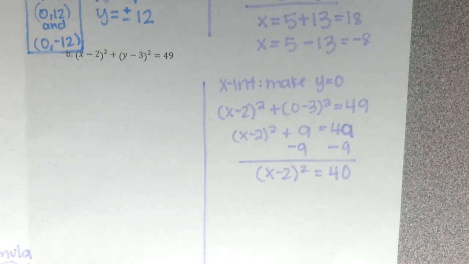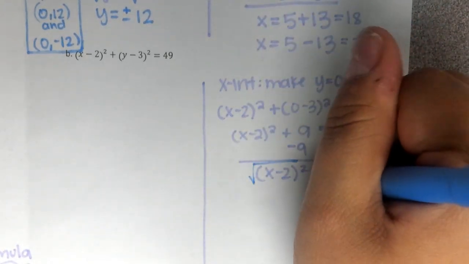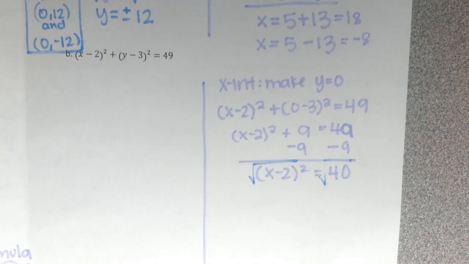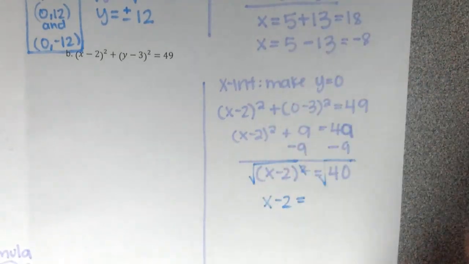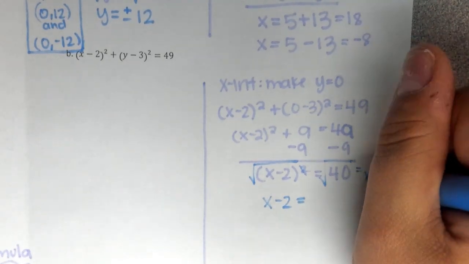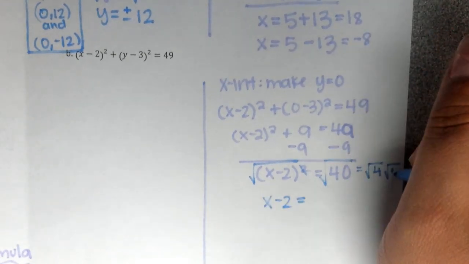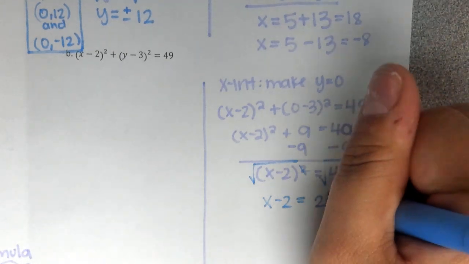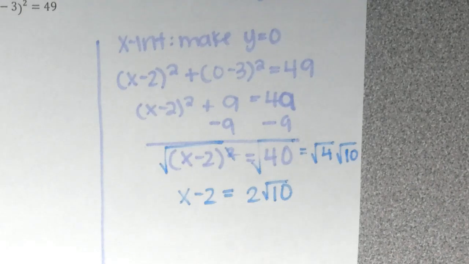Did everybody get this far? What do we do next? We got to square root it first. Square root it. Does that make sense? And so that's going to give me x minus 2 equals, what is the square root of 40? It ain't pretty. So what are we going to have to do? 4 and 10, which is 2 root 10. Does everybody agree we get 2 root 10 with that?